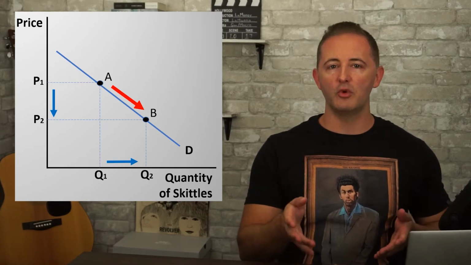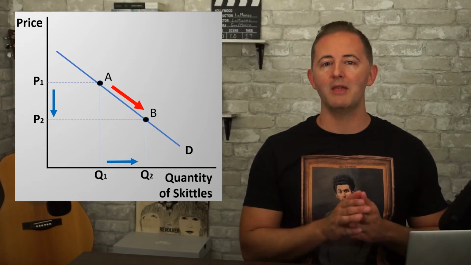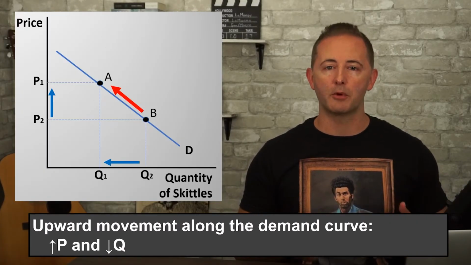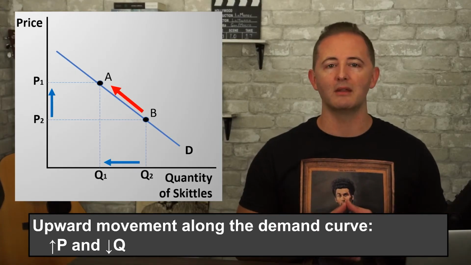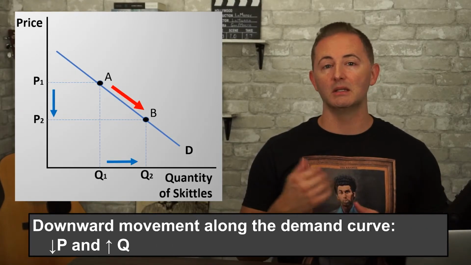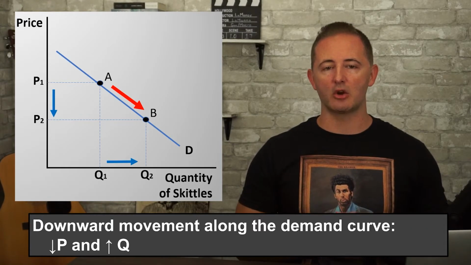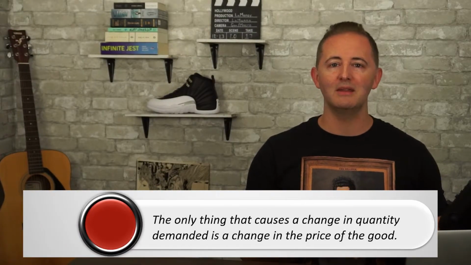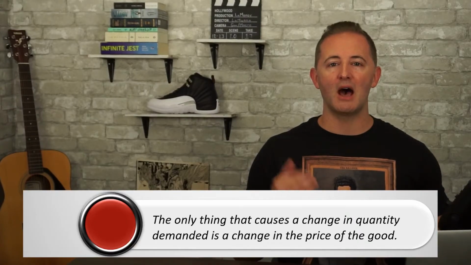On our demand curve, we show a change in quantity demanded by a movement along the demand curve. An upward movement is caused by a higher price and decreases our quantity demanded, while a downward movement indicates a lower price and an increase in our quantity demanded. Again, the only thing that causes a change in quantity demanded is a change in the price of that good.